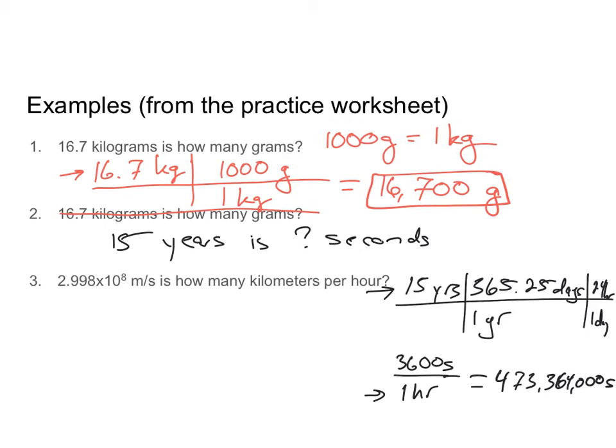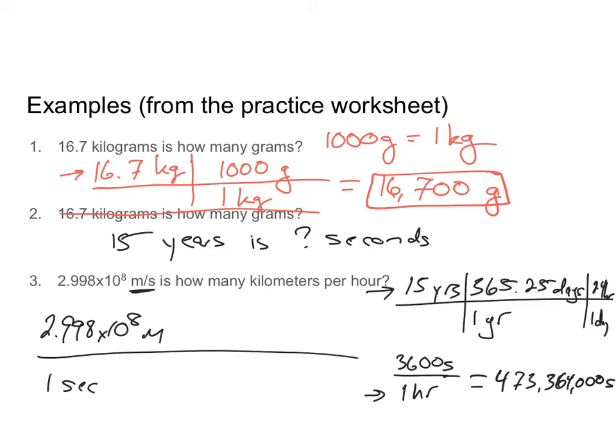It's quite a bit. Now, my last example, now I have a little bit more of a complex thing. I have meters per second. So when I think about a meter per second, that's like a mile per hour. That is a distance over time. So I get 2.998 times 10 to the 8th meters in 1 second. So when I set up my conversion factor, I need to think about both of them. So let's think about the meters first.